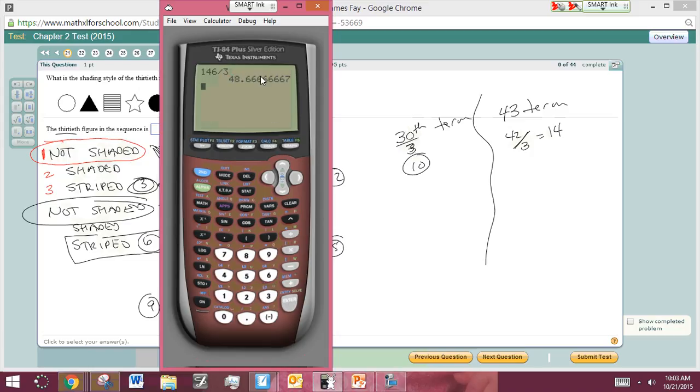Here I get a different remainder. I'll subtract the 48, multiply that 0.6666 by 3, that's how many terms are in my pattern, and I get 2. So that tells me the 146th term is the same thing as the second term, so the 146th term is going to be shaded.